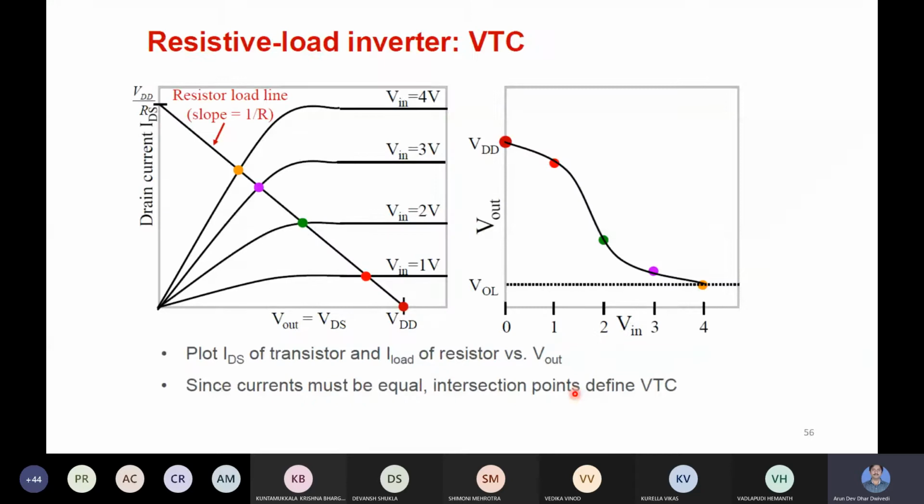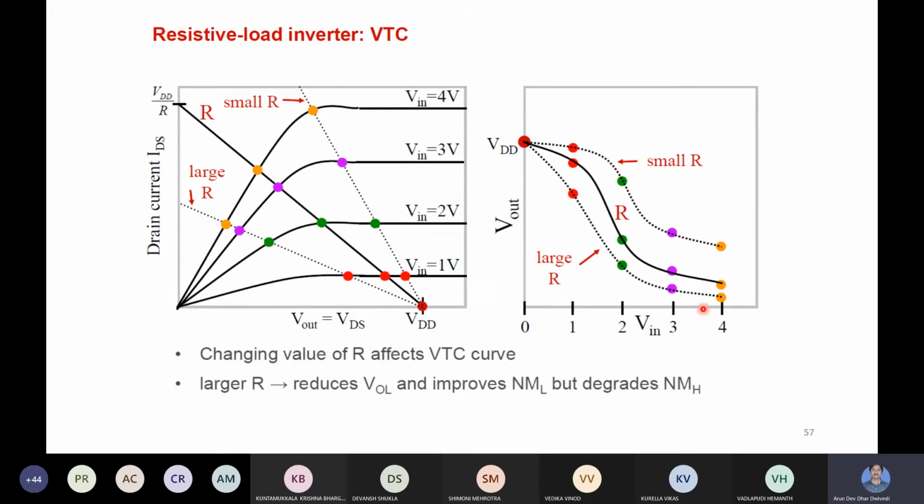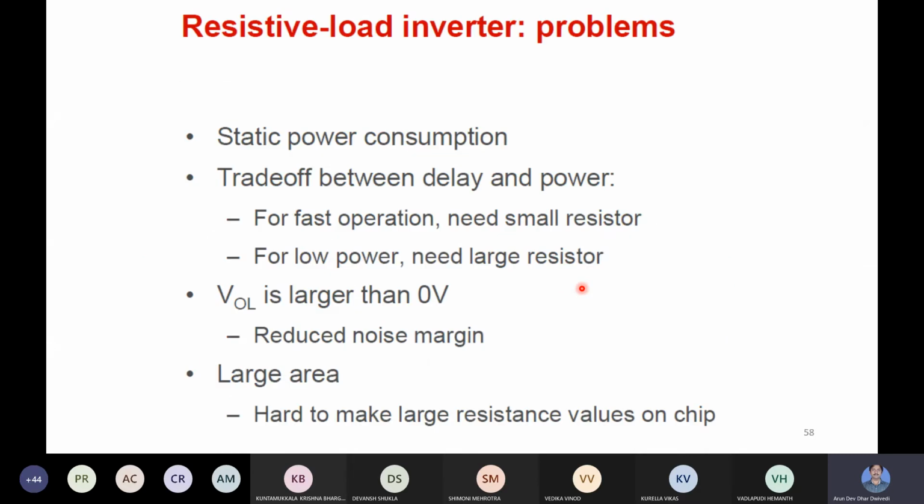This current should be equated with the transistor current, and solved. Then we can get some value, and we can see the VTC plot quickly. The VTC plot comes down quickly from VDD, but it is not reaching zero. So the minimum value VOL is not reaching zero. This is the problem, and changing R also affects it. So this is the medium R, this is a small R, and this is a larger R. So the VTC plot also changes.